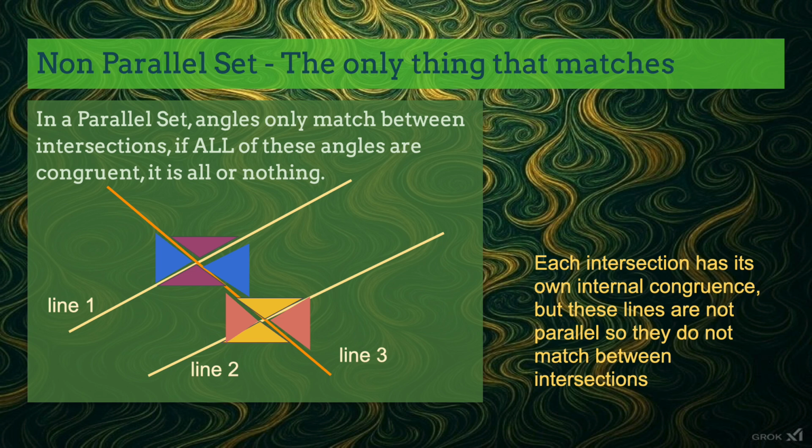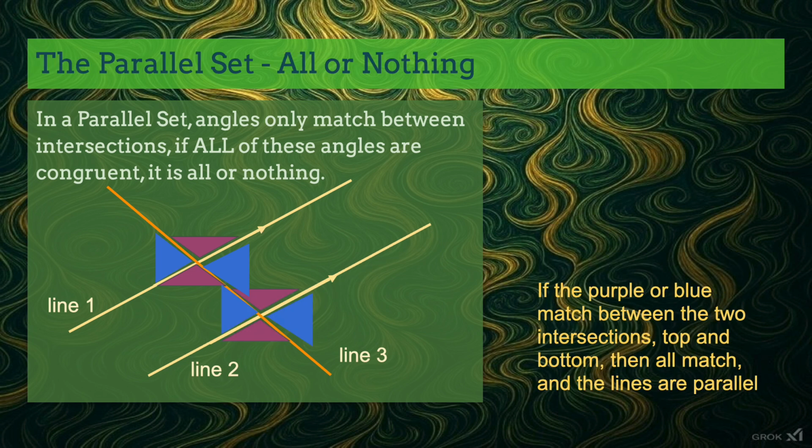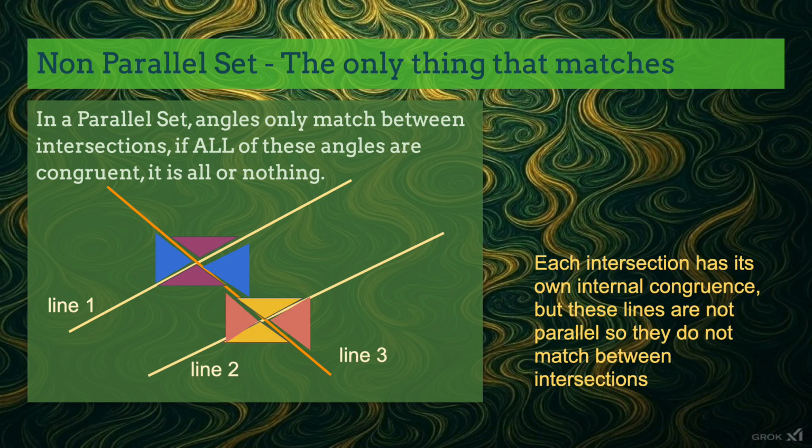What we're saying here is that the blue does not match the peach, and the yellowish orange does not match the purple. In this case, line 1 and line 2 cannot be parallel. It's either all and they're parallel, or nothing and they're not parallel. There's no in between.